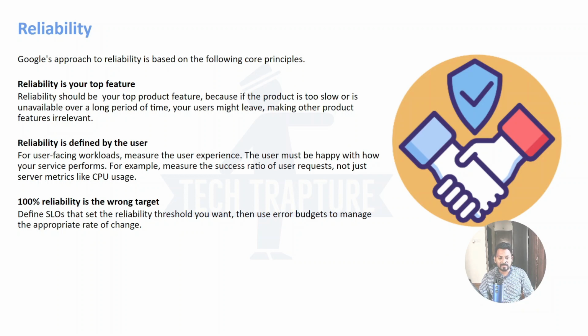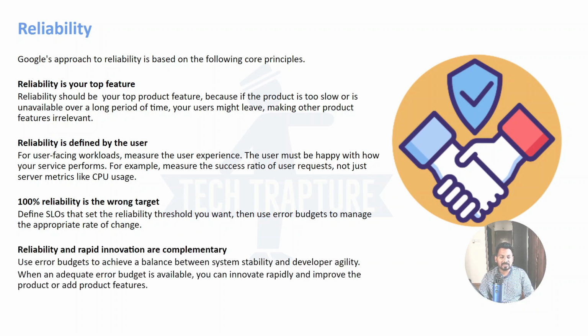Then, reliability and rapid innovation are complementary. If your system is performing well, and you define 97% but are still as reliable as 100%, then you have a 3% error budget, and you can keep applying new features. If your system is not stable, you can focus on the SLO instead of adding new features. If you are more reliable and have enough error budget, then you can add new features. So reliability and rapid innovation are complementary to each other.